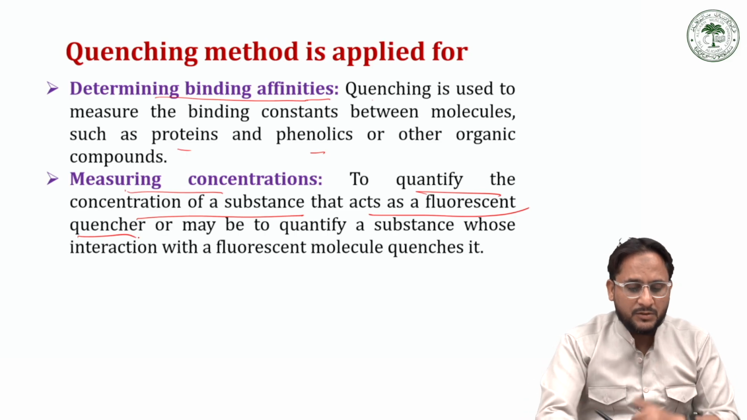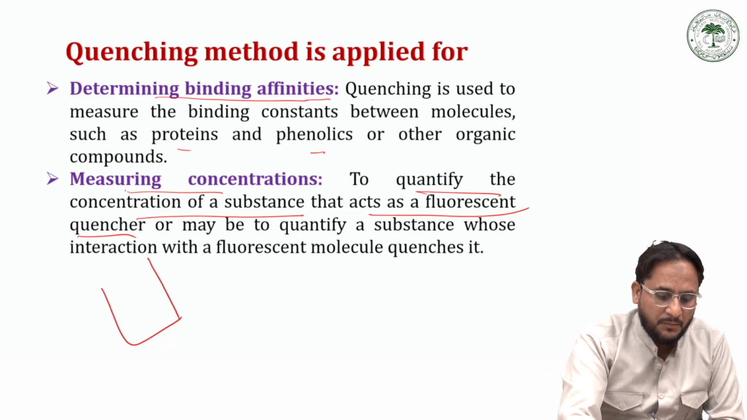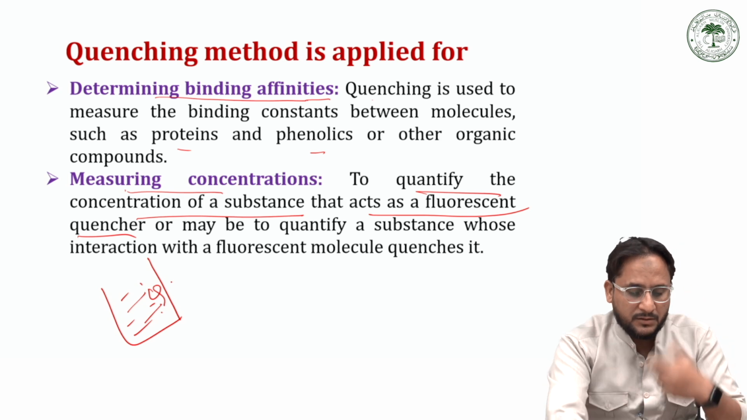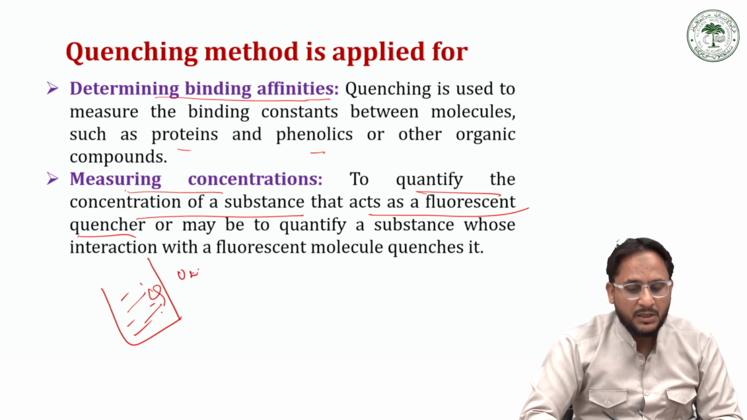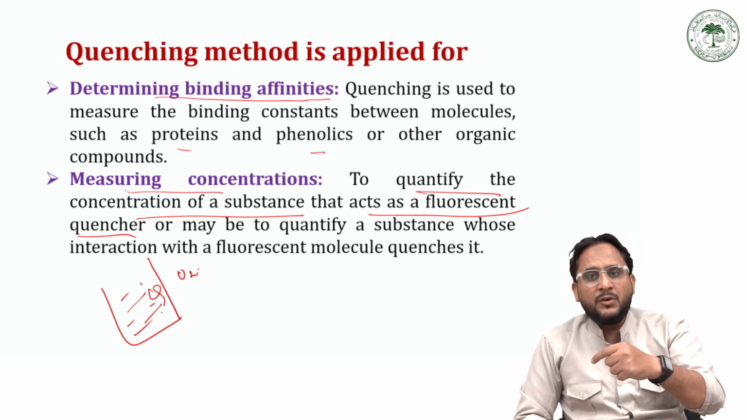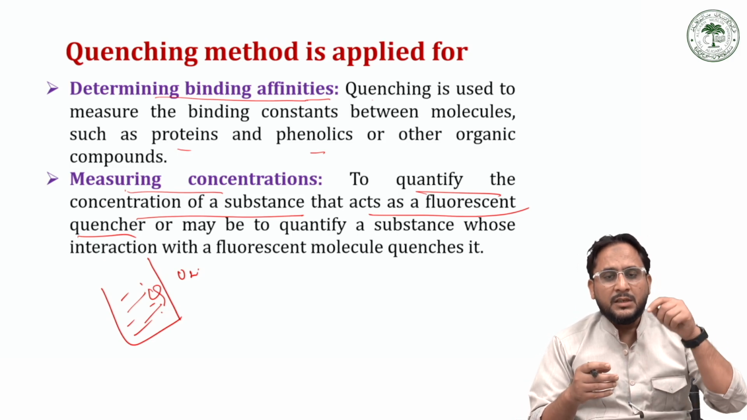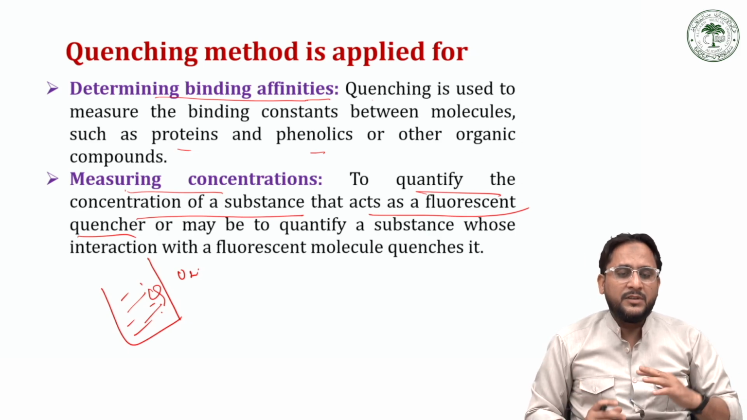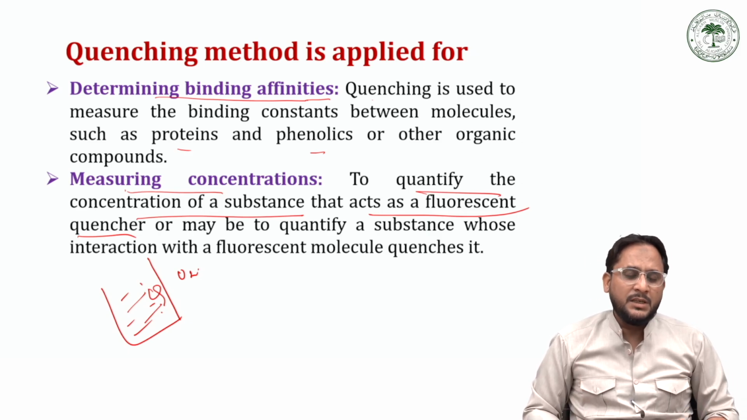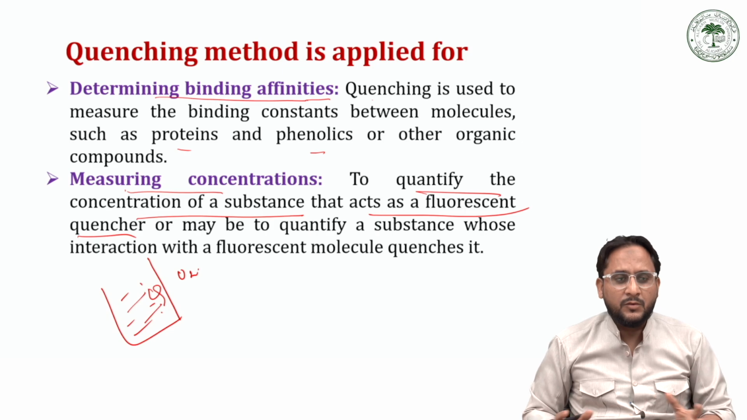For example, we have a sample in which some quenchers are present. For example, maybe oxygen is present as a quencher. Now when we add a fluorescent compound into it and the intensity of fluorescent emission decreases, this shows that there must be some quenching agent present in the sample, and if there has been no change in the fluorescent intensity, it is a signal that there is no quencher present in the sample.